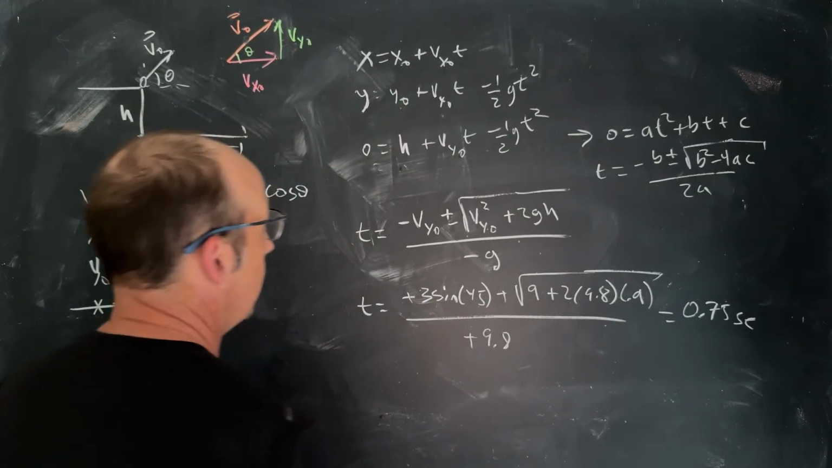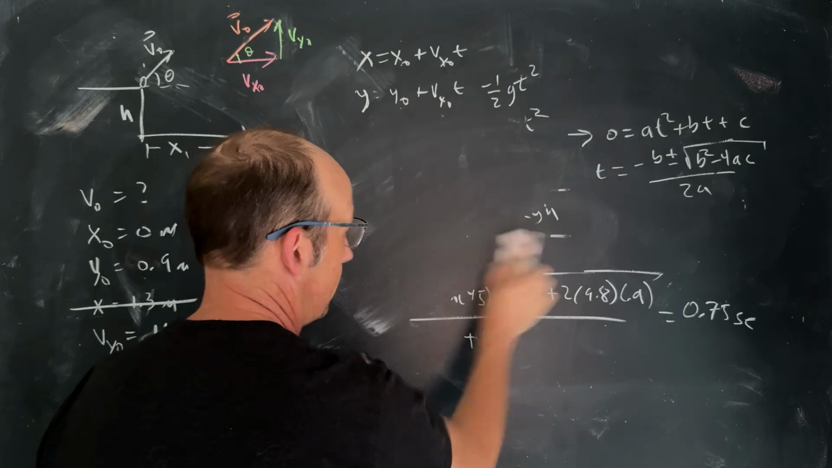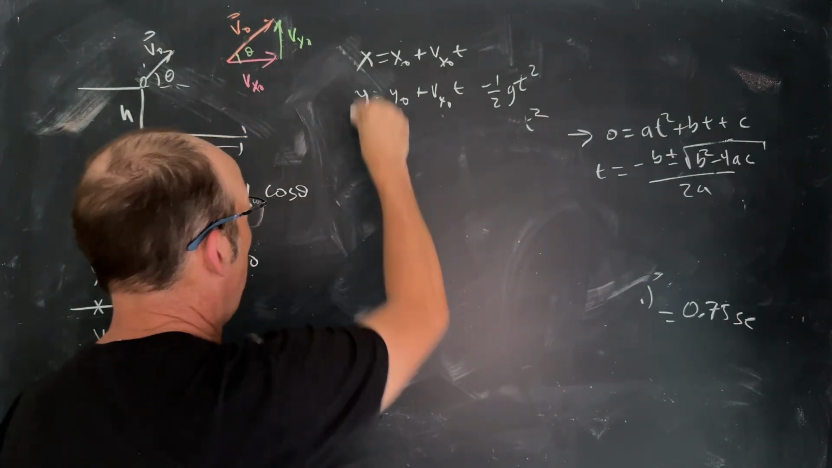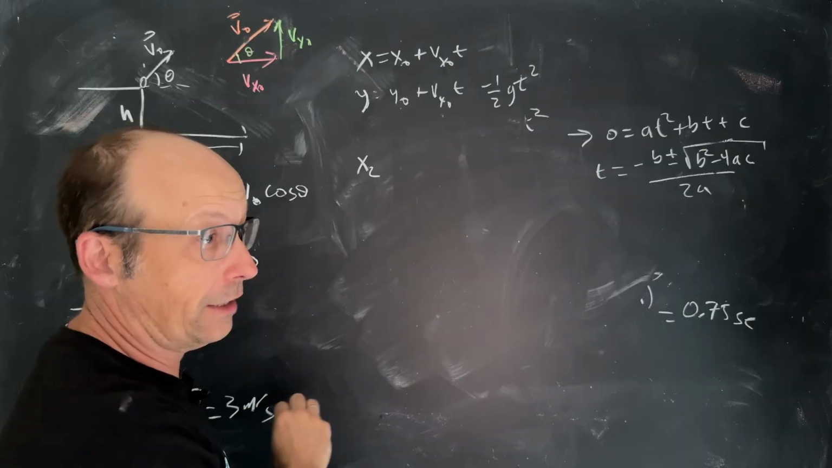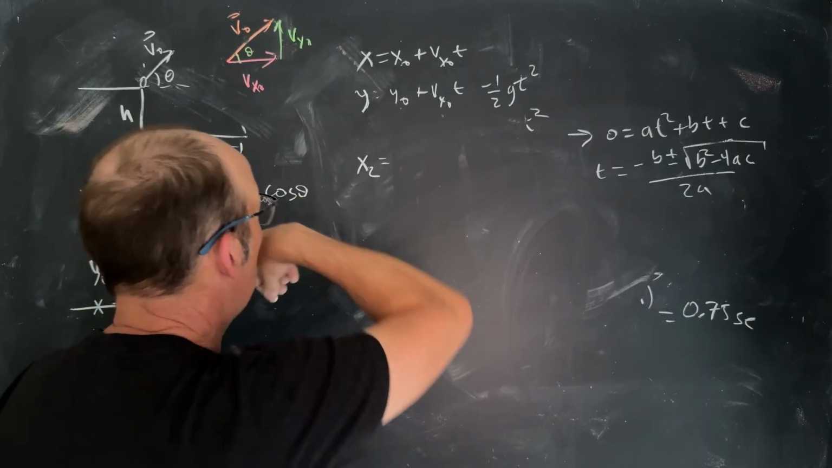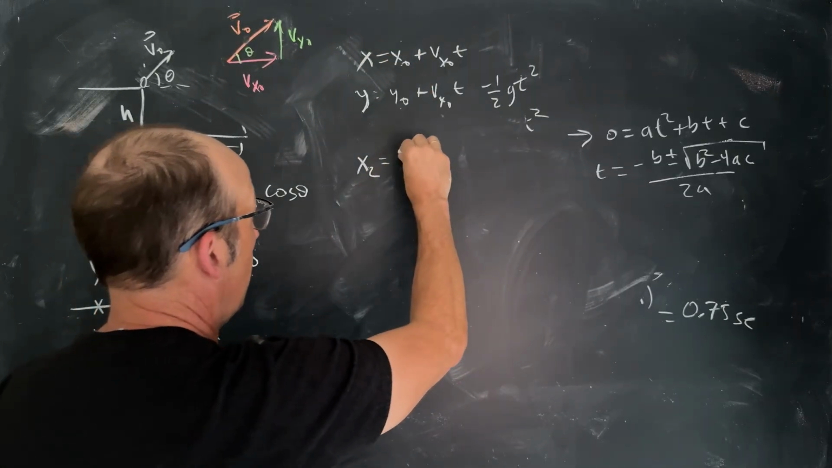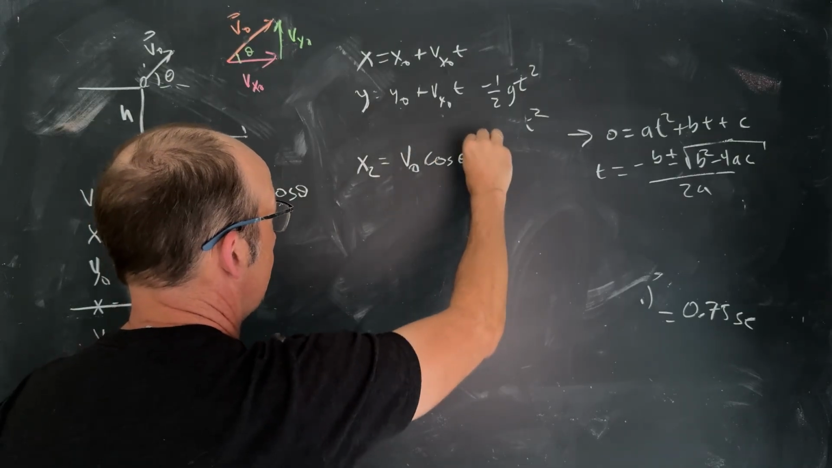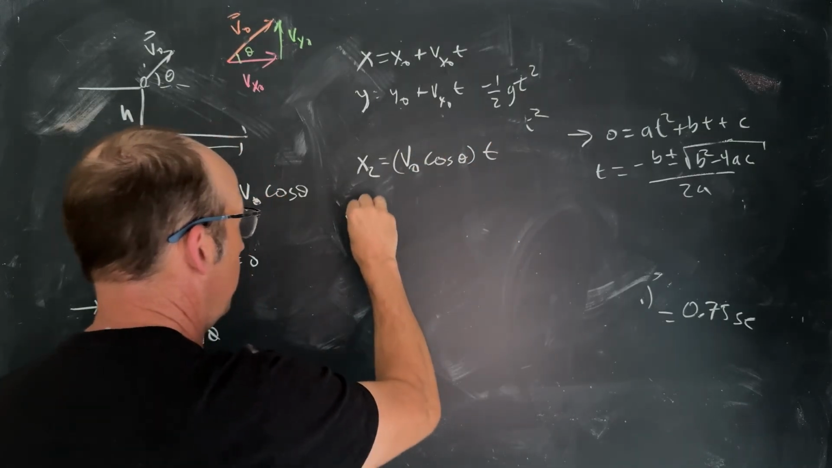So I'm going to delete this. I only care about the x now. I care about that time. I'm leaving it there. So I want to find the final x. I'm going to call it x2, not to confuse with x1. And my initial x was 0, and my initial velocity is v0 times cosine of theta times t. So let's put in our values.